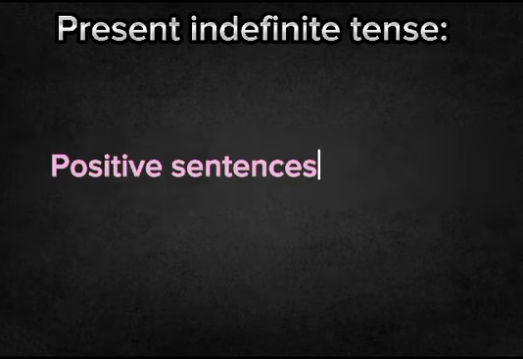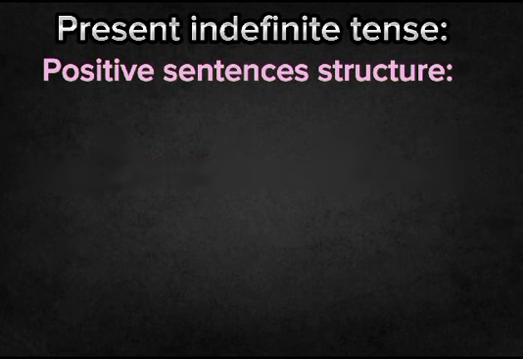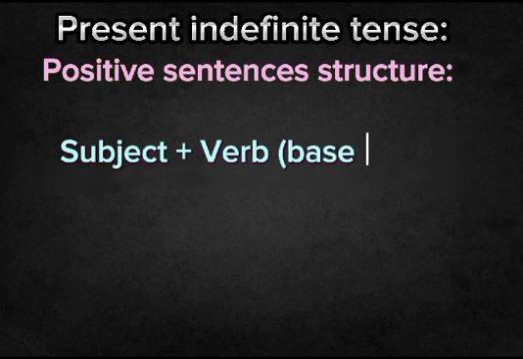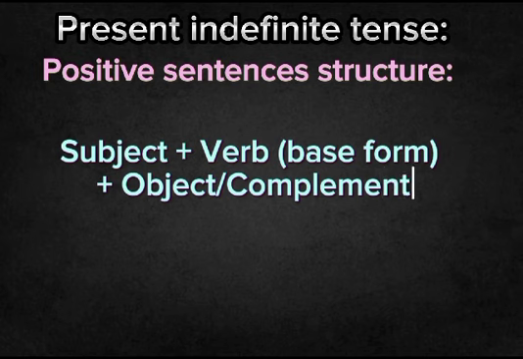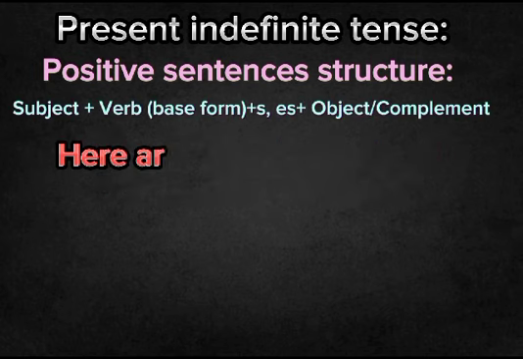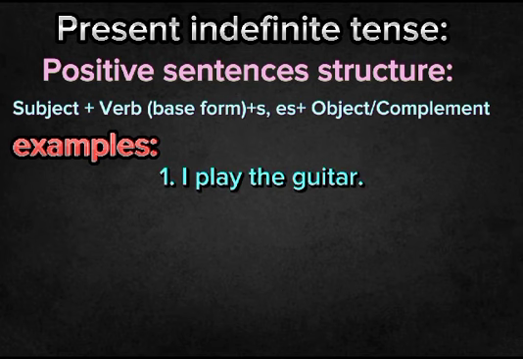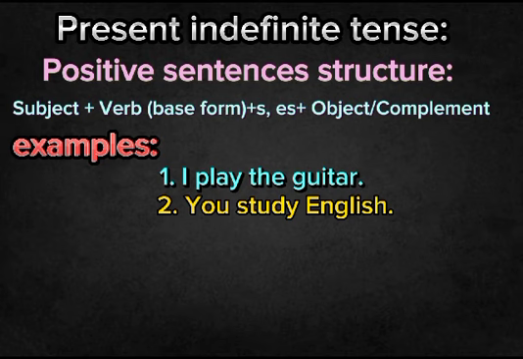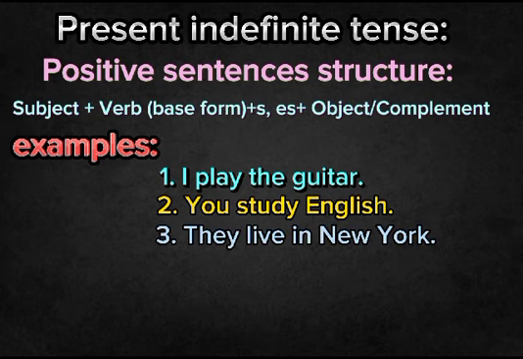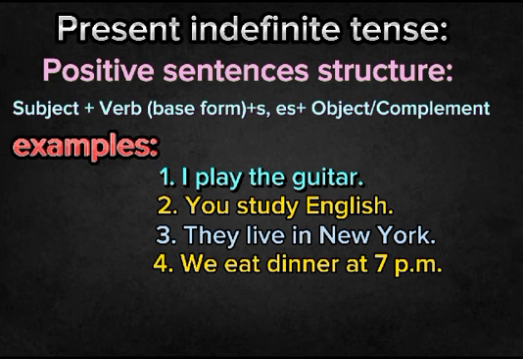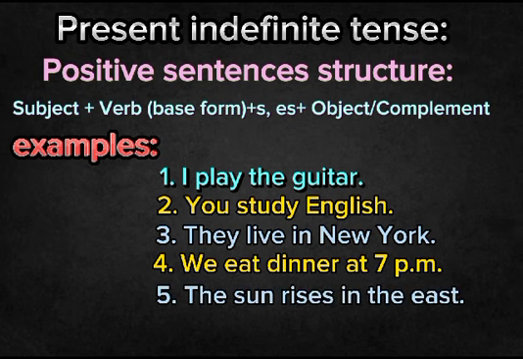Positive sentence structure. Subject plus verb plus object complement. Here are some examples. 1. I play the guitar. 2. You study English. 3. They live in New York. 4. We eat dinner at 7 p.m. 5. The sun rises in the east.